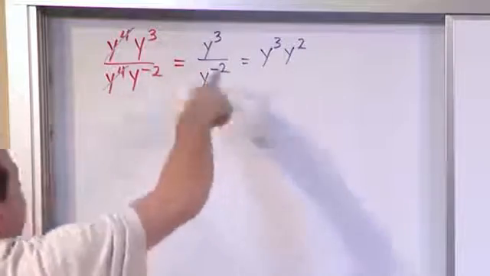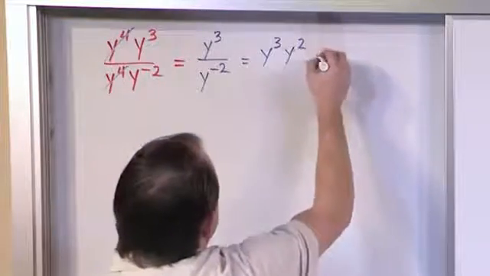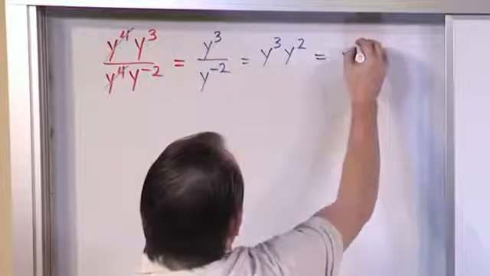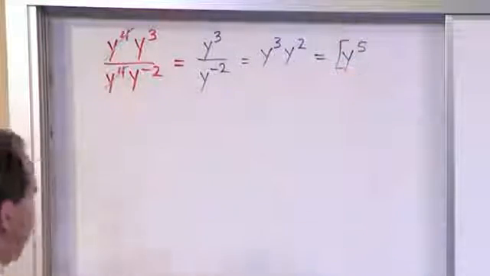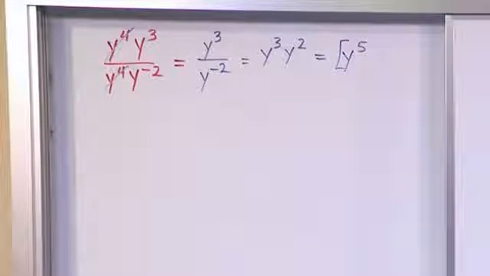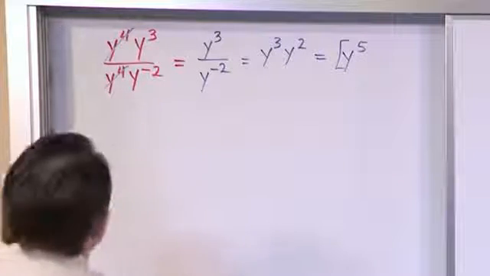Anytime you have negative exponents, you can move them up and down as long as you flip the sign. Then I can just add these exponents, y to the 5th. This is a good way to solve this problem, a perfectly fine way to solve this problem. Let me show you how to do it a different way.